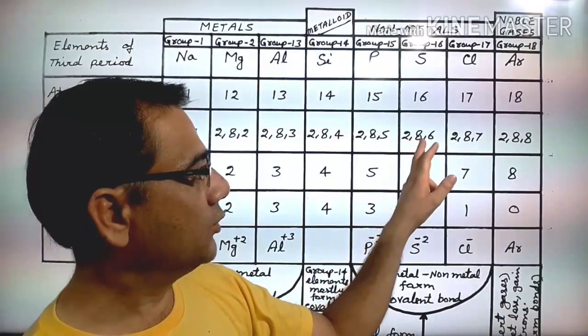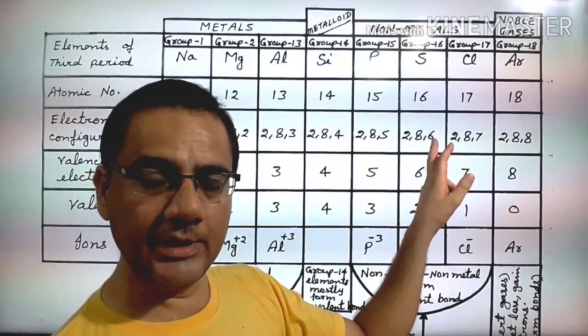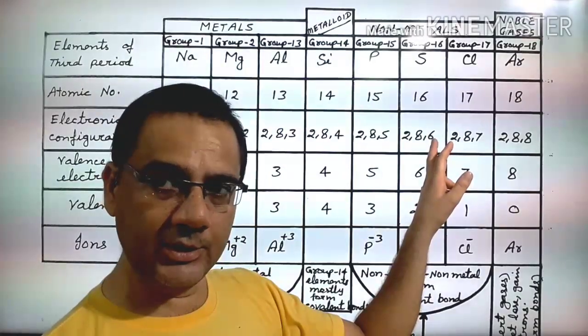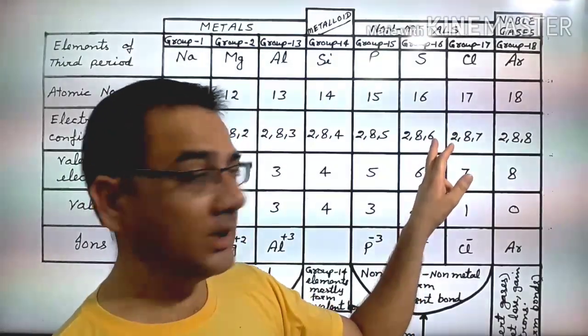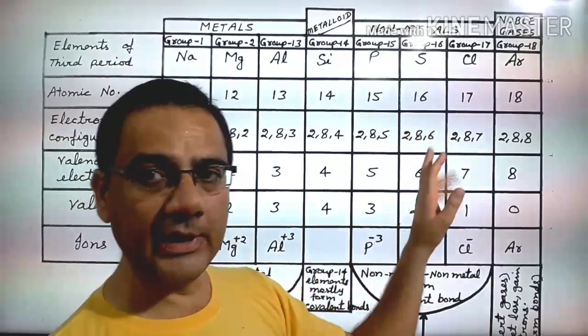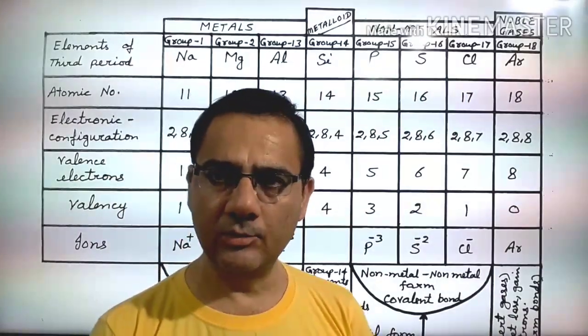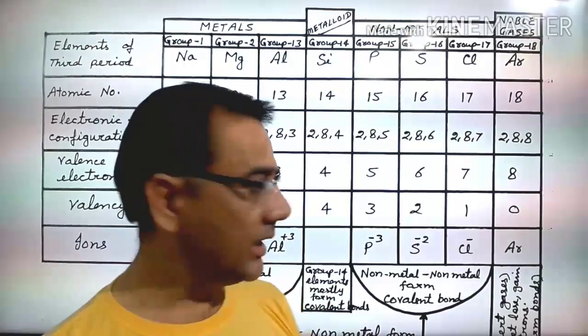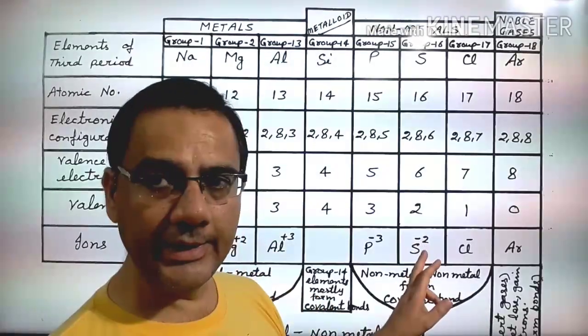Now we come to this 2, 8 and 6. Two possibilities, either it loses 6 electrons or it gains 2 electrons. So what is easier for it? Gaining 2 electrons. So it gains 2 electrons, and elements like sulfur, any element which has 6 electrons in the outermost shell, they always gain electrons. And how many? 2. And afterwards they acquire 2 units of negative charge.